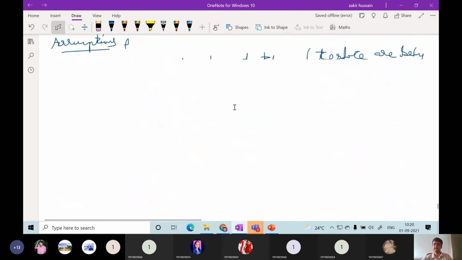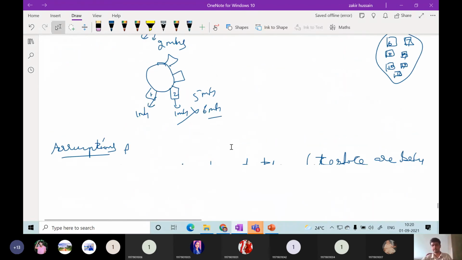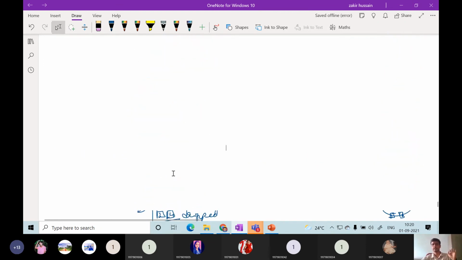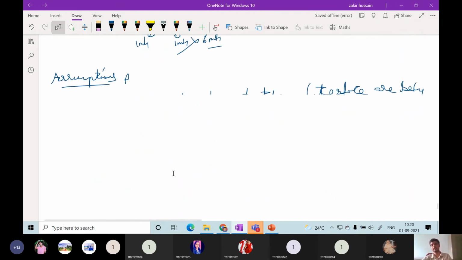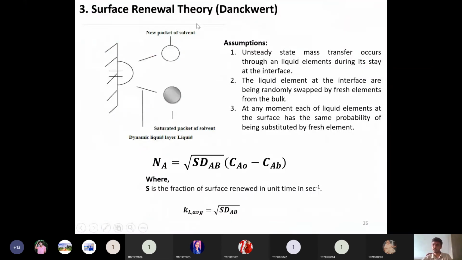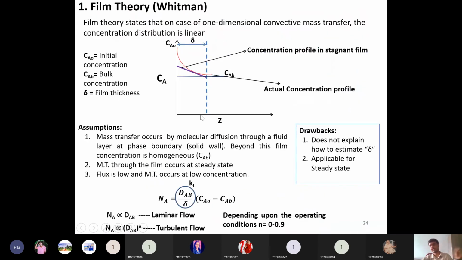And for the surface renewal theory, the formula is directly given: NAB is equal to root of SDAB into (CA0 minus CA1). You have to remember that equation. Apart from that, you have to state the diagrams, assumptions, and who proposed the theory. The surface renewal theory was proposed by Danckwerts. S is the fraction of surface that is renewed per unit time, in second inverse. KL average is the mass transfer coefficient, which is root of SDAB. Whatever is required has been given in these slides.